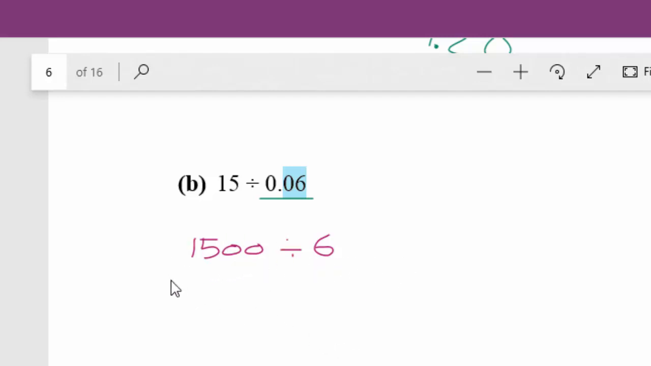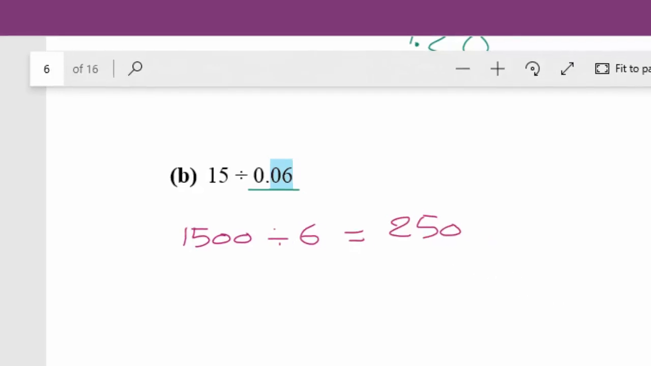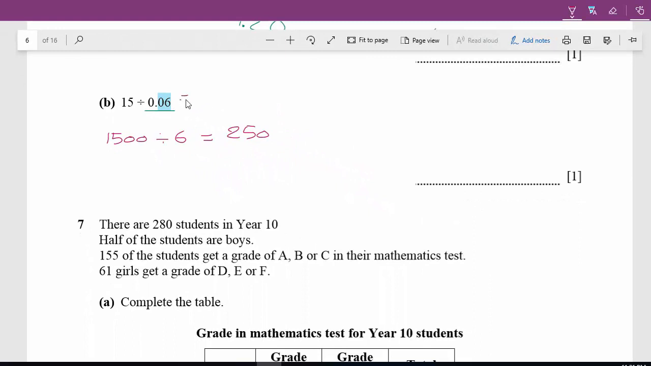1500 divided by 6. To do this, you can simply follow the long division. That gives 250. 1500 divided by 6 is 250. It means 15 divided by 0.06 is also 250. The answer is 250.